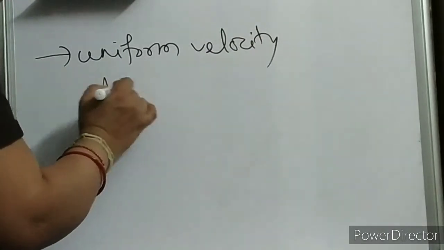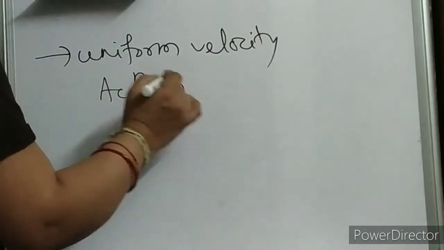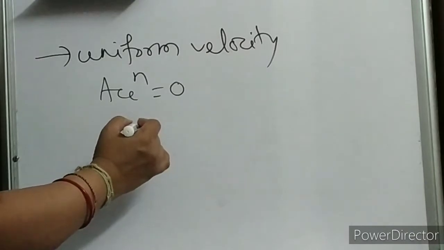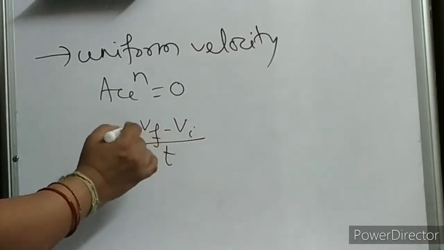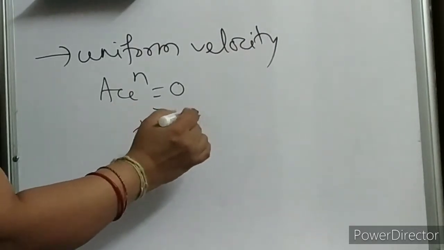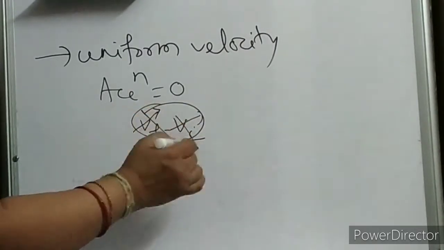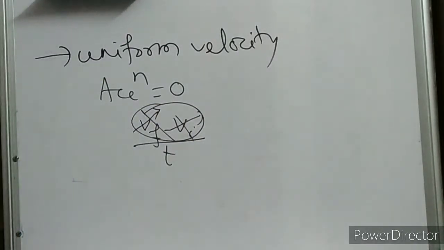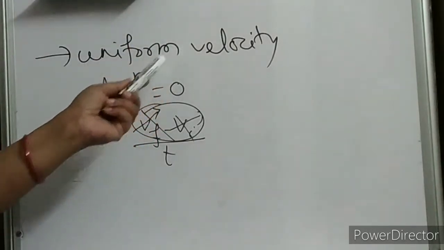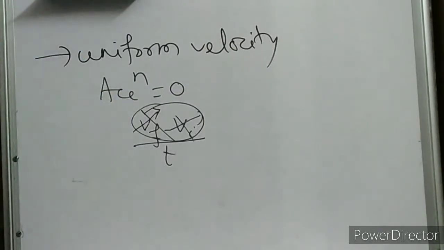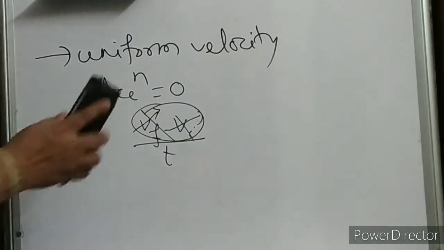Then what is your acceleration? Acceleration will be 0, because acceleration is final velocity Vf minus initial velocity Vi, divided by T. Final velocity and initial velocity both are the same, so it will get cancelled. So acceleration will be 0. Clear, children? Since change in velocity is 0, when a body is moving with uniform velocity, acceleration will be 0. Clear? Now we will see there are two types of acceleration: uniform acceleration and non-uniform acceleration.